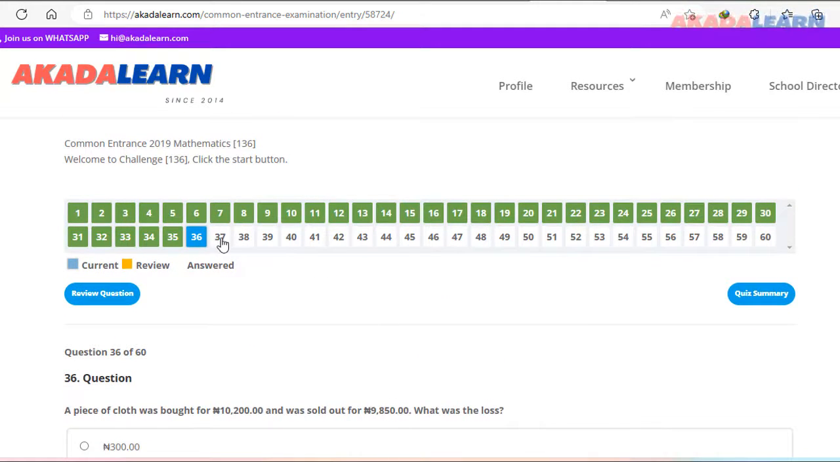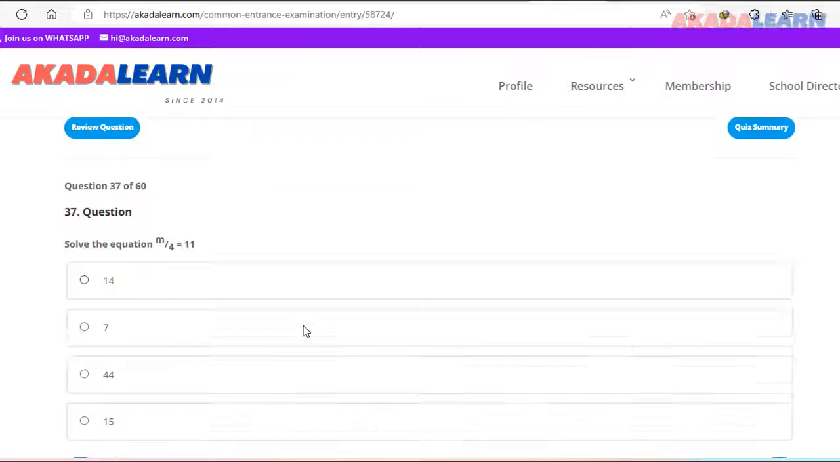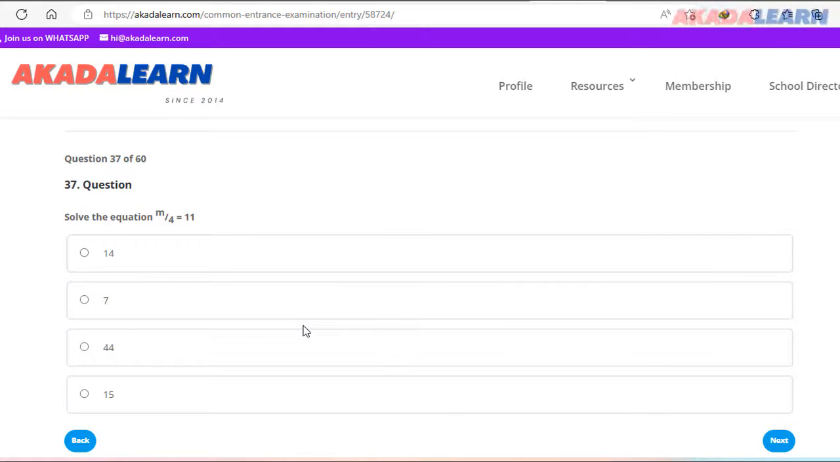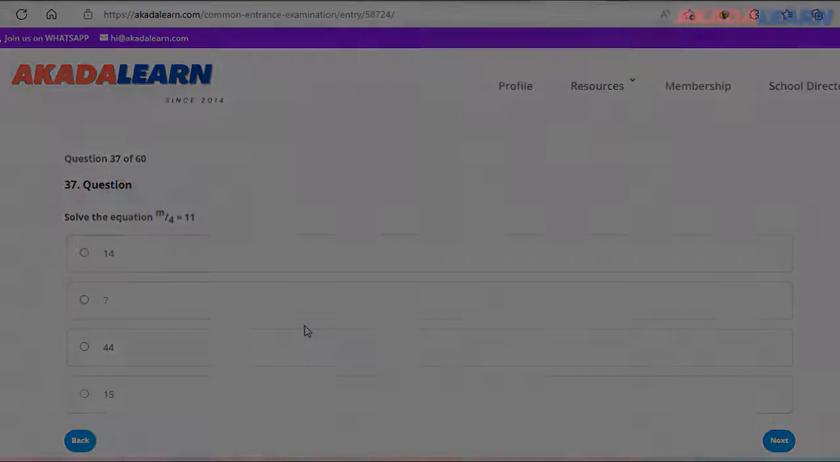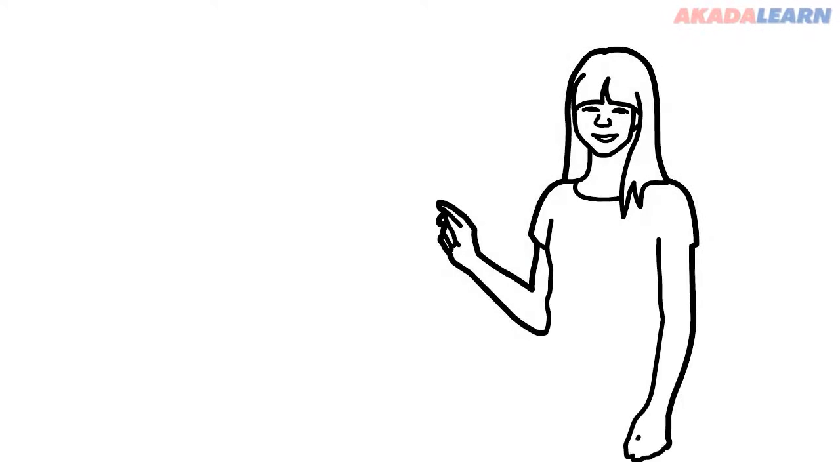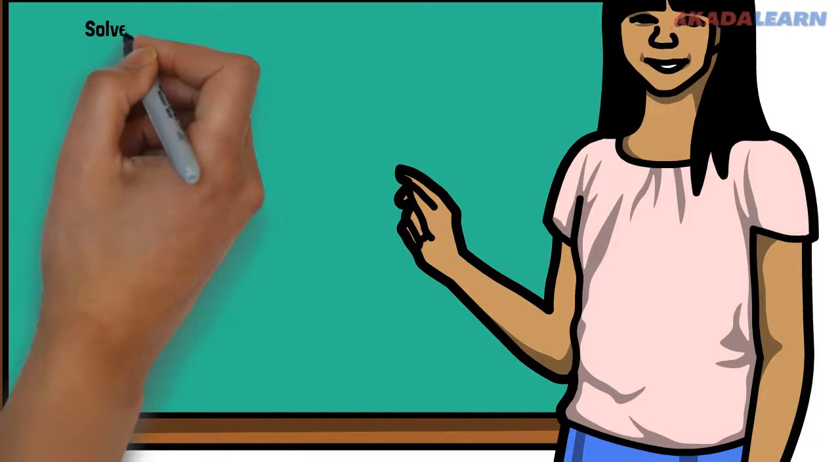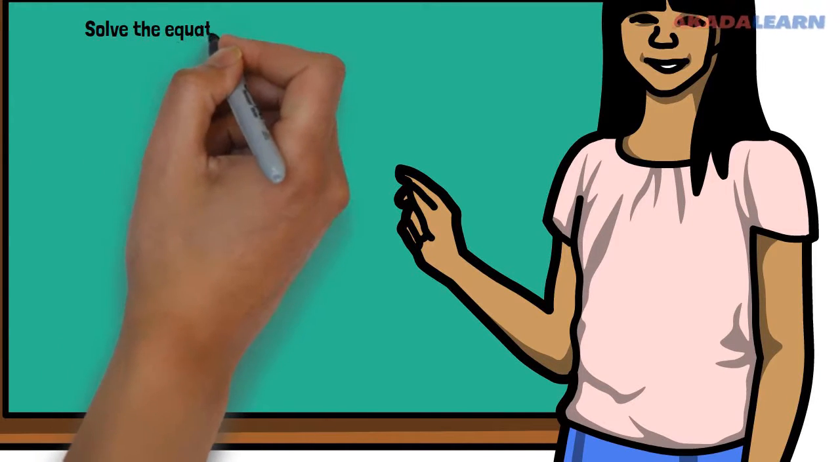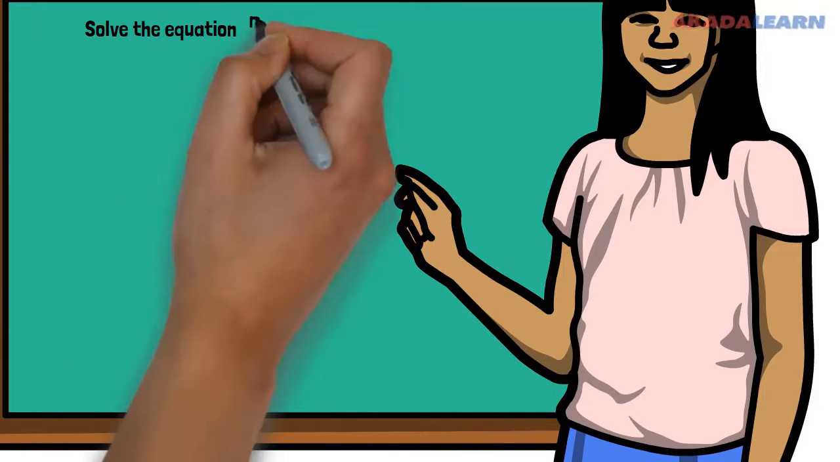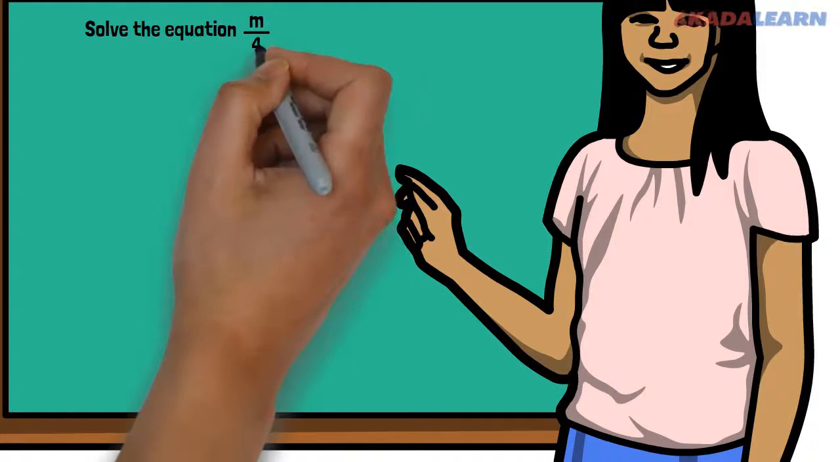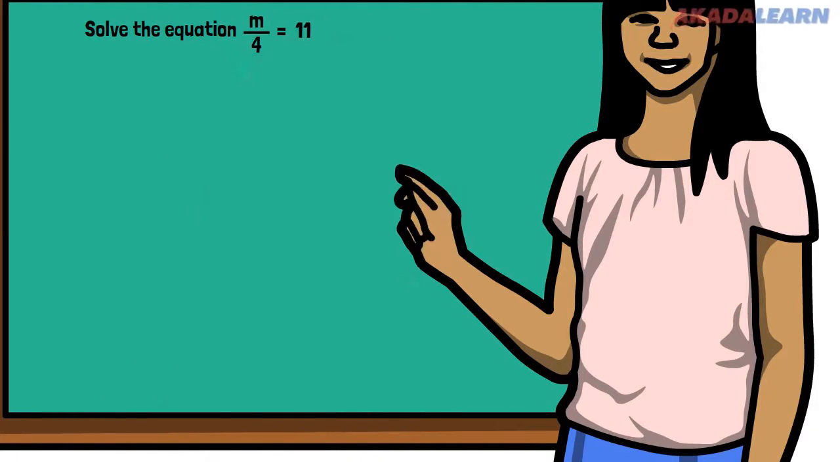So question 37. All right, solve the equation m over 4 is equal to 11. All right, so let's go over to our video and see what it has in store for us. So the question is, solve the equation m over 4 is equal to 11.